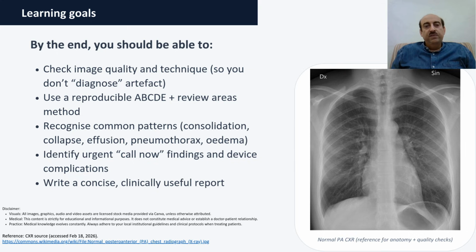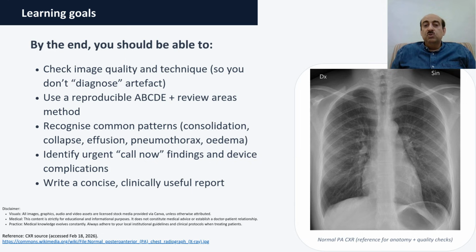By the end of this video, I want each and every one of you to be able to appreciate the image quality and technique so that you don't have to worry about the artifacts on the chest x-ray. Use a systematic reproducible approach like a simple ABCDE approach of interpreting the chest x-ray, and also review the areas which can be easily missed before labeling a chest x-ray as totally normal.